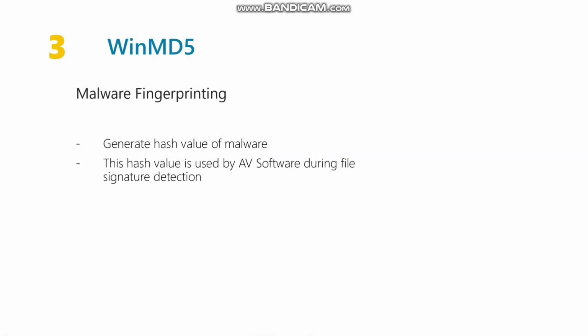So next, the third tool that I'll be using is called WinMD5, and I'll be using it for malware fingerprinting. So what malware fingerprinting is basically to generate a hash value of the malware which is unique to that malware alone. So something important we can take note of from here is that the hash value is also used by antivirus software during file signature detection because it's only unique to the malware itself.